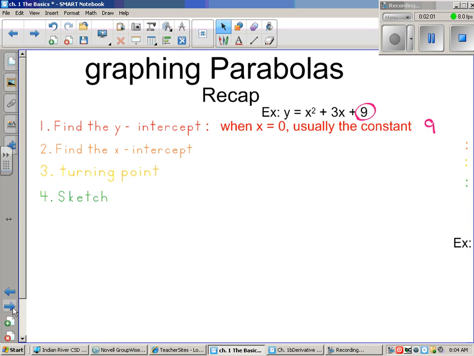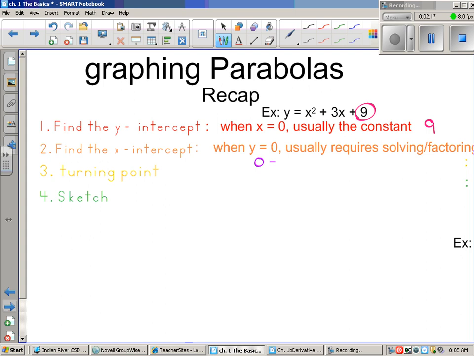Okay? The x-intercept. This is when y equals 0. And this usually requires some kind of solving or factoring. So let's do just that. I don't have an orange color, so we're going to have to use our purple here. So that means I'm going to put 0 in for y. And we're going to try and factor. Now, if you think about factoring it, we've got 3 times 3 gives me 9. That will not add to give you 3. So what do we have left? 1 and 9. That also isn't going to work.